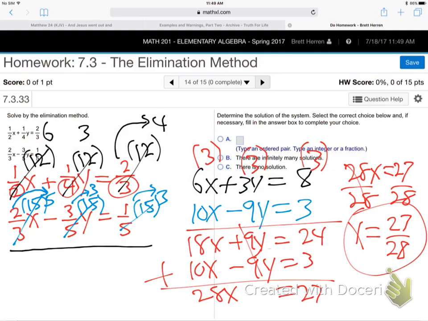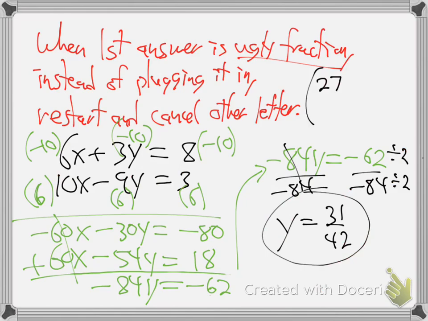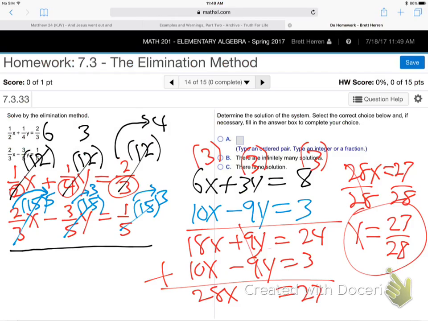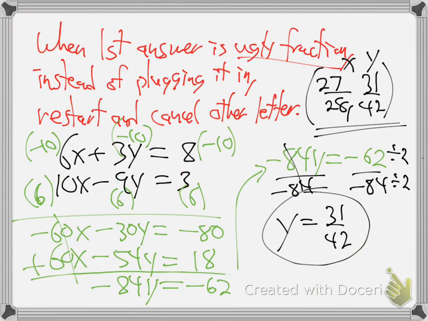There we go. So what's the final answer? Something awful. x was 27/28, and y was 31/42. There's x, y, how terrible. There it is. That is question number 14. This is question number 14. So that's the worst one in the homework by far. By a long shot.